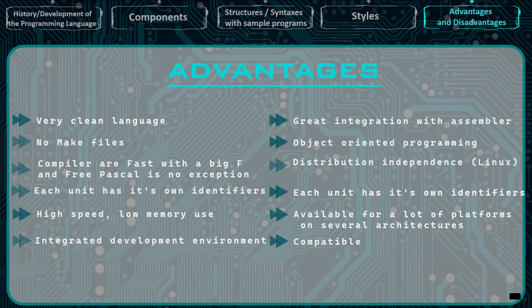Next, each unit has its own identifiers. In Pascal, you never need to worry about polluting the namespace, like in C, where an identifier needs to be unique across the entire program. Next, high speed, low memory use. Being a language that is compiled into fast machine code by a modern compiler, Free Pascal has been able to make Pascal one of the fastest languages there are.